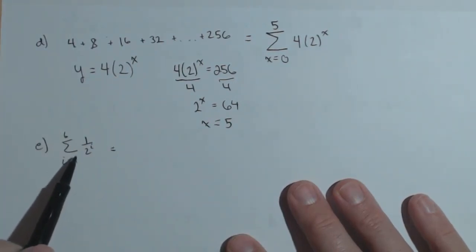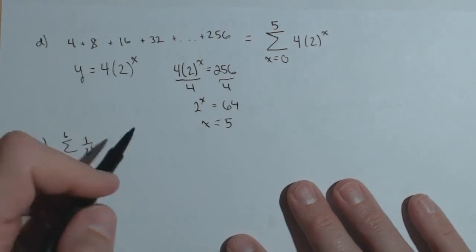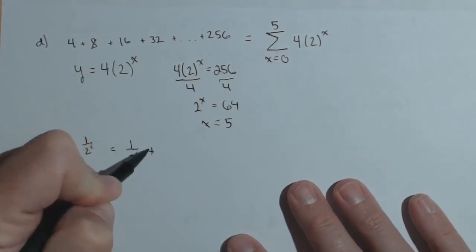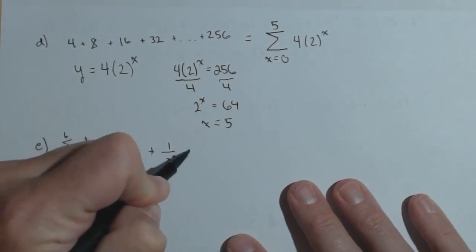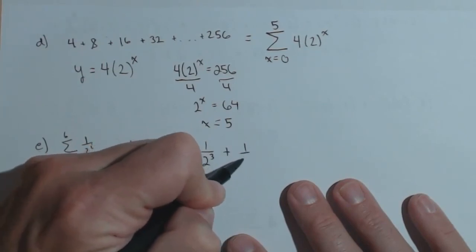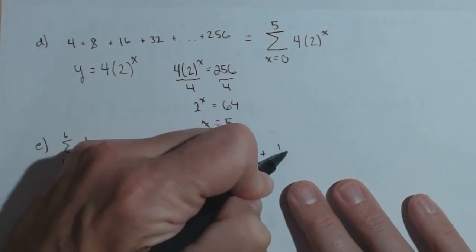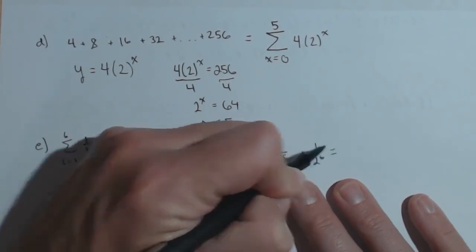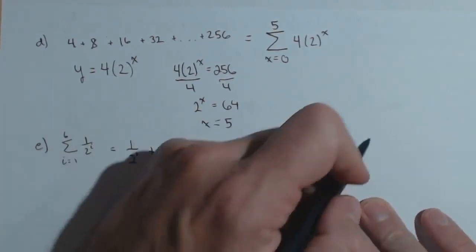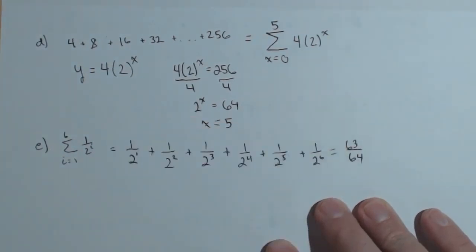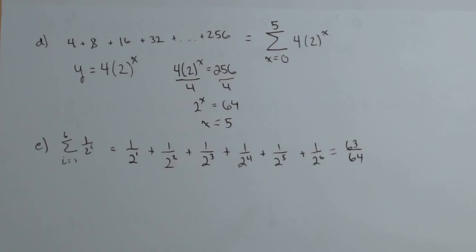Last one, we got it in summation notation, we're going to write it in expanded form. So 1 over 2 to the first, i is starting at 1, and it's going to go up by 1 each time. And what we'll do at the end is we'll add all these terms up, and if you go ahead and do that, what you're going to find is you get 63 64ths. So this has just been a little bit of a demonstration on how to handle summation notation.